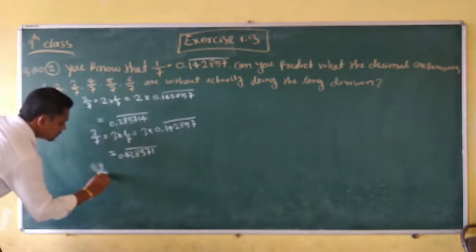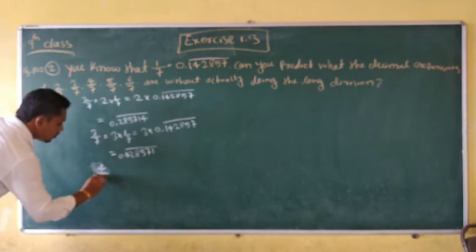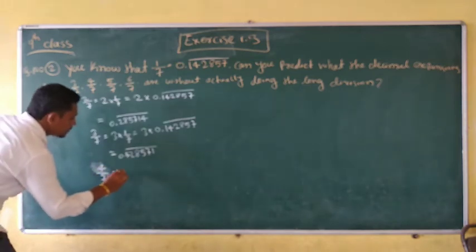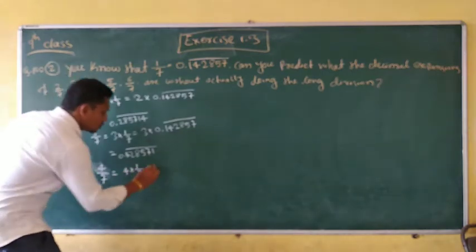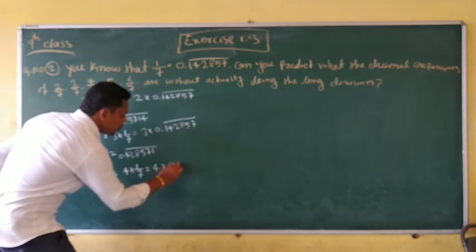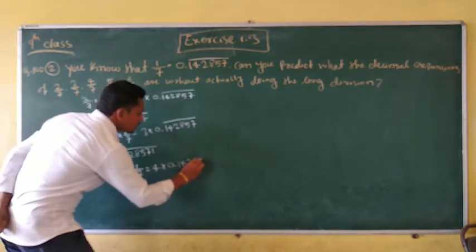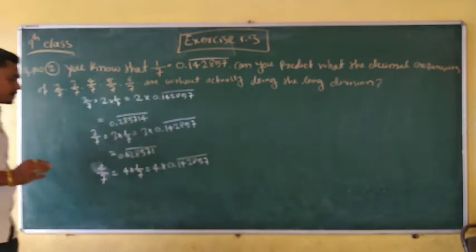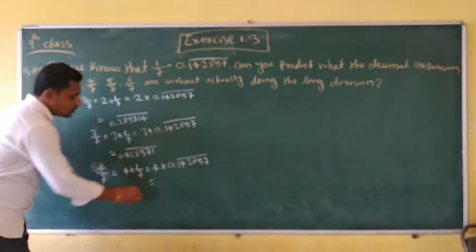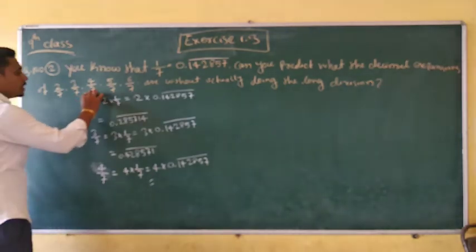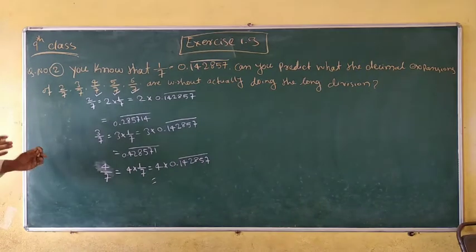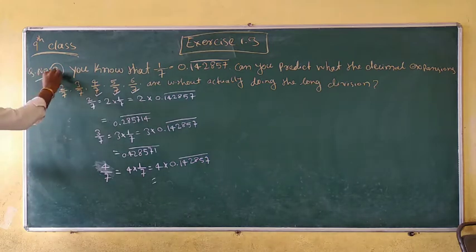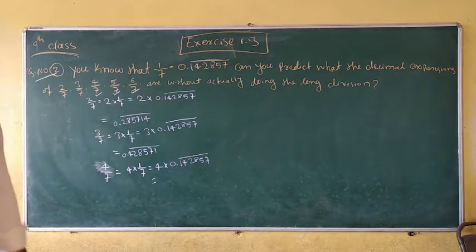Next, 4 by 7. 4 by 7 is equal to 4 into 1 divided by 7, which is 4 into 0.142857 repeating term. Is it right? So the value of 4 by 7, the value of 5 by 7 and the value of 6 by 7 you have to solve at your home. Now we have to move to the next question, question number 3.